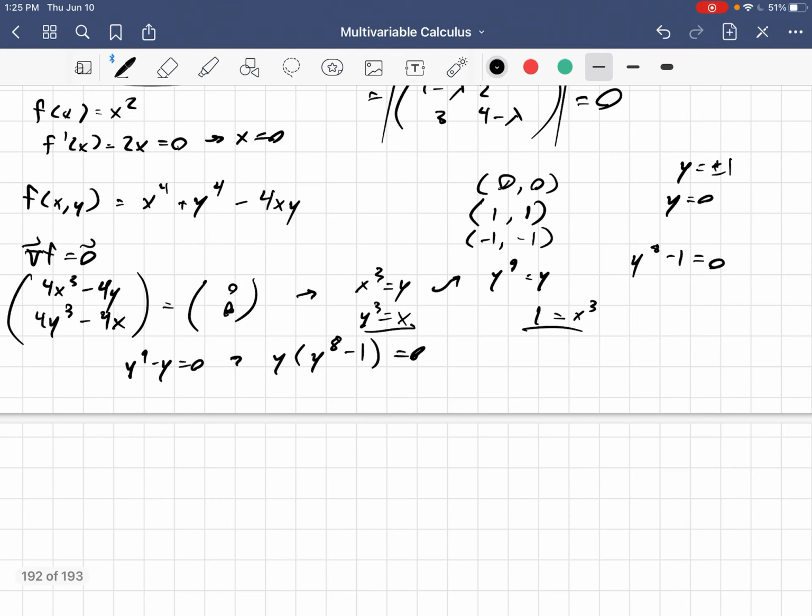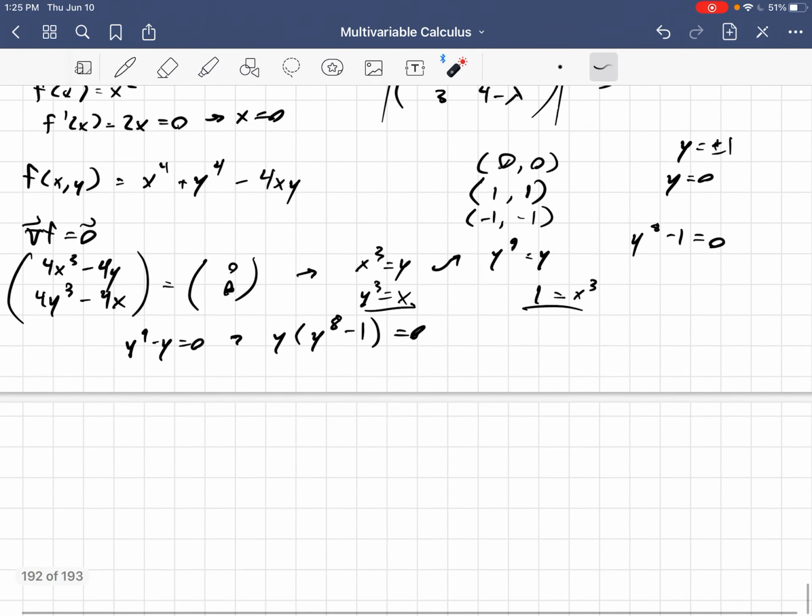Now we have those three critical points, and we need to test them. We don't really know anything about them other than the fact that the directional derivative is not positive or negative at that point. That's where our test fails, not so much that we know anything about them. So now we go to test these critical points.